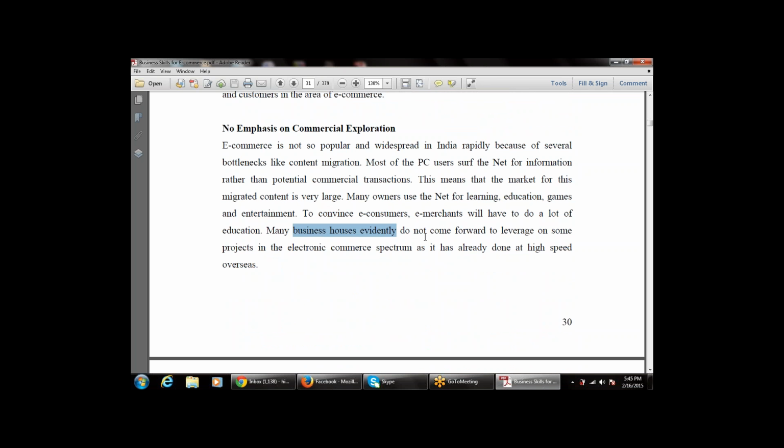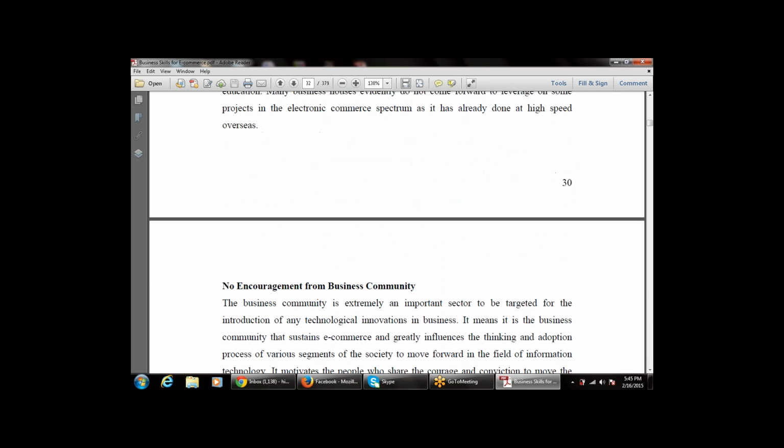Many business houses evidently do not come forward to leverage some projects in the e-commerce spectrum. It is already done at high speed overseas.